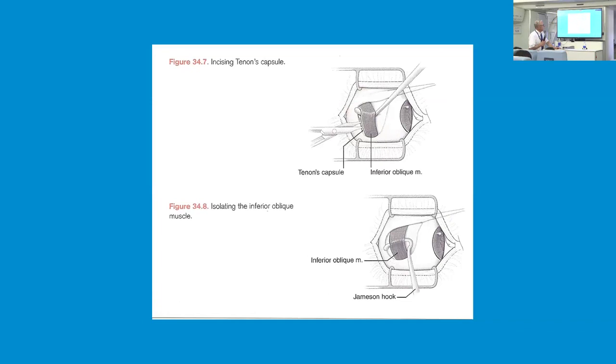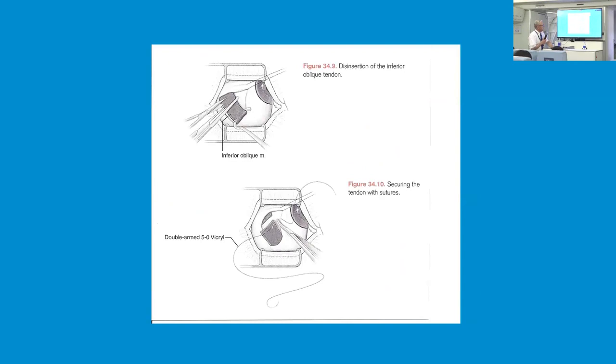And this is just dissecting around it and then isolating it. And this is showing how you can put your sutures through and then cut it off. This is really a little bit farther away from where we usually do it. But you can see, I got lost here a little bit in this picture.